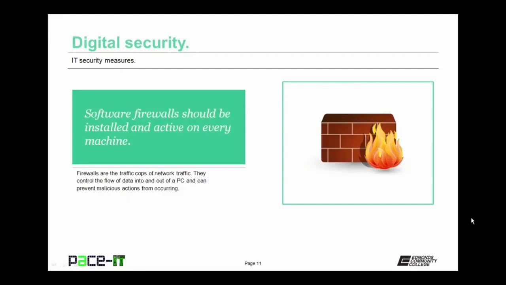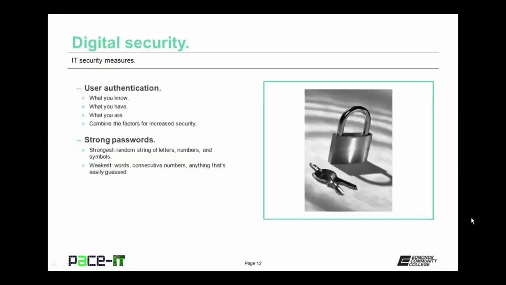A discussion on digital security wouldn't be complete without a discussion on firewalls. Software firewalls should be installed and active on every machine. Firewalls are the traffic cop of network traffic. They control the flow of data into and out of a PC, and they help prevent attacks or to mitigate attacks once they occur by recognizing suspicious activity. Make sure that you use a good quality software firewall on every PC.